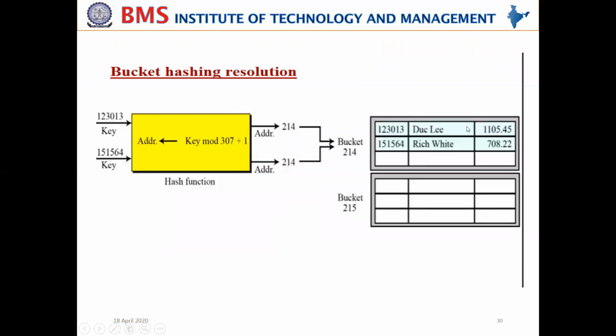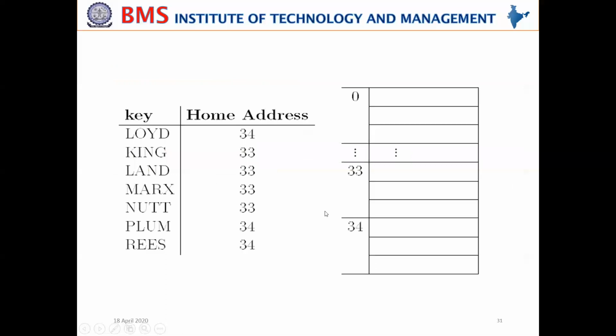Yesterday I showed you an example with 2 buckets. The first bucket address is 214 and the second bucket address is 215. The capacity of each bucket is 3 records. You can also increase the capacity of each bucket. All these concepts we discussed here. These are, for example, the key values, and these are the home addresses generated for those key values by using some appropriate hashing function or hashing algorithm. And this is how your buckets will look.